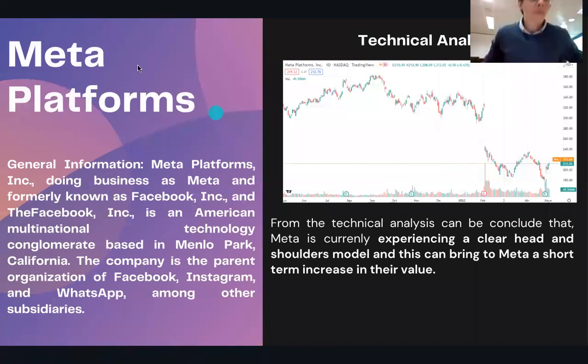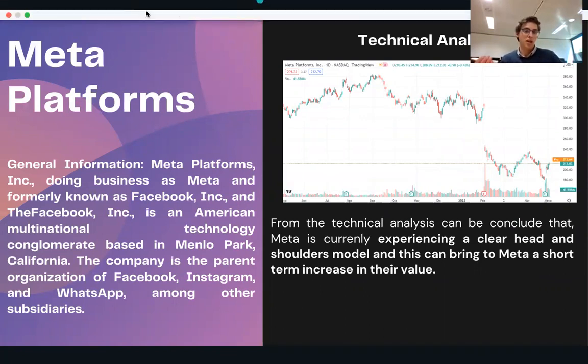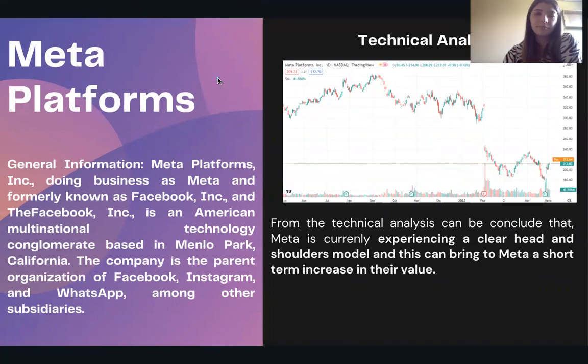Thank you, Maria Andrea. Now we're going to talk about Meta Platforms. Meta Platforms, formerly known as Facebook, changed its name this January. It's a multinational technology conglomerate, especially based on social networks, as we know, for example, Facebook, Instagram, WhatsApp, and others.